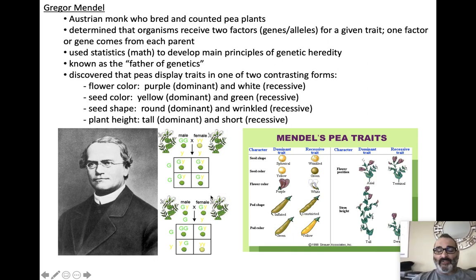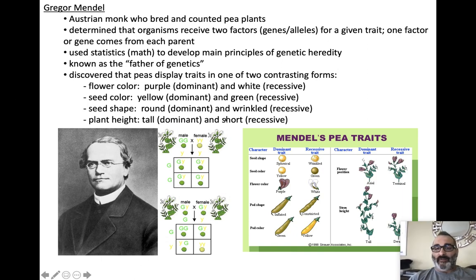All right. How did he figure this out? Well, what he did is he took pea plants. So Mendel's known for having pea plants, and he crossed them with each other. He mated them with each other, and then he kept looking at their offspring and counting and using math and statistics to determine what was going on and try to give a guess or a probability of what the likelihood of their offspring would look like.